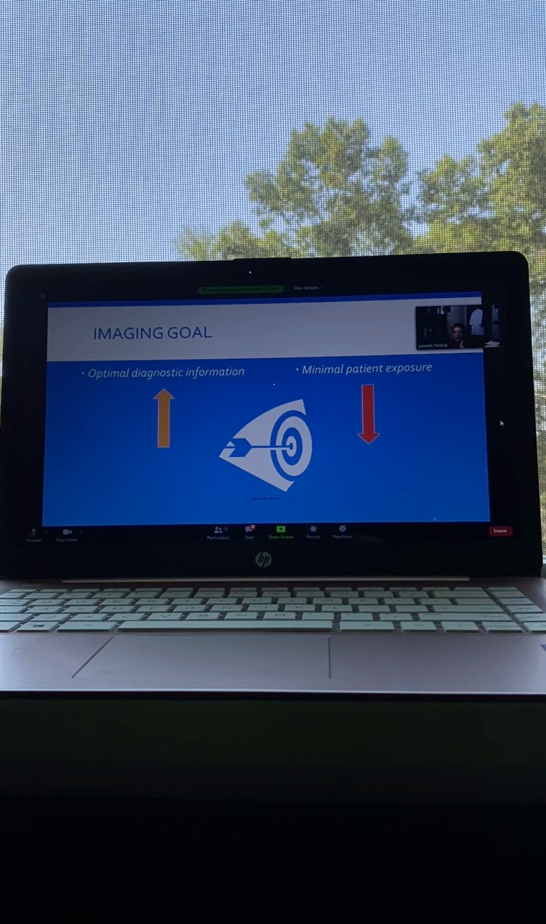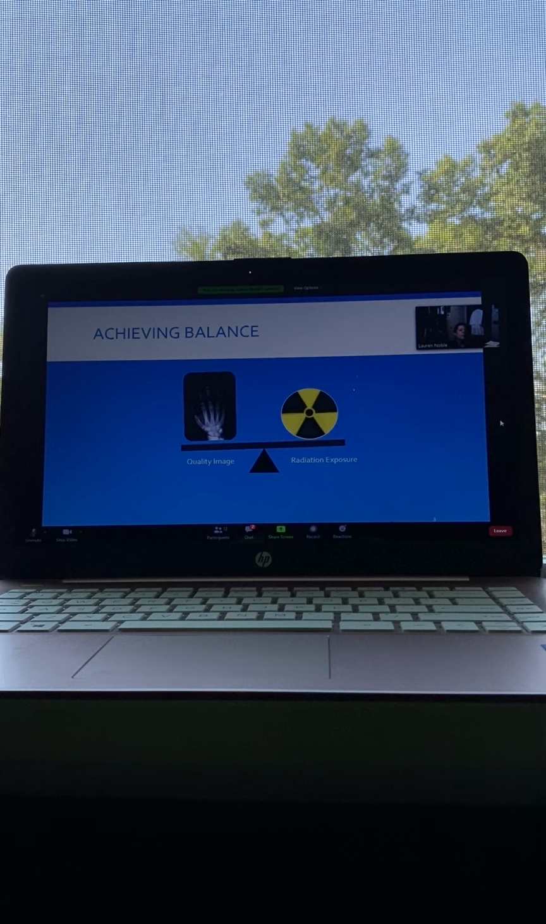So we've mentioned this before, right? Our imaging goal is to have optimal diagnostic information, but we need to keep patient exposure to a minimum. So we want a very good diagnostic image, but we need to be mindful of how much exposure that patient is receiving. So that's our goal. And we have to achieve a balance. We need that quality image, and we have to reduce radiation exposure. It's a balancing act.